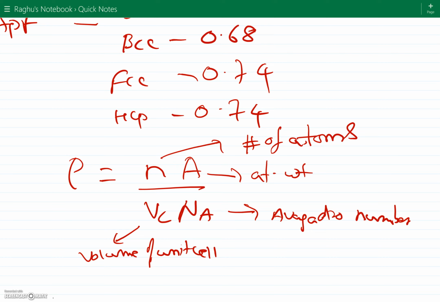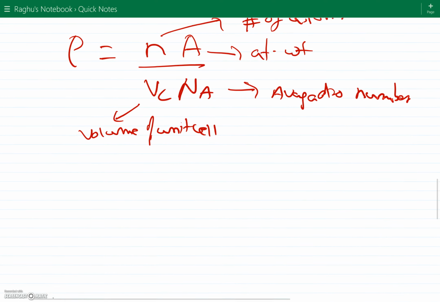So if I'm asking you to find the density of aluminum, you have to find it using this formula, and just don't get it from the table and write it down. You're not going to get any points for that.